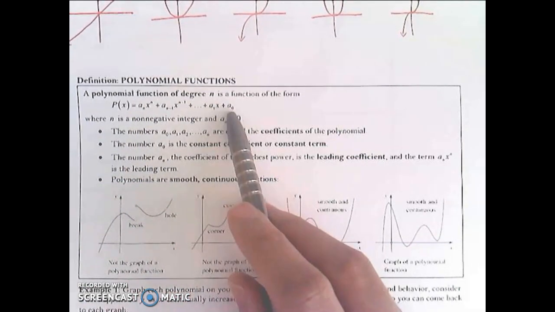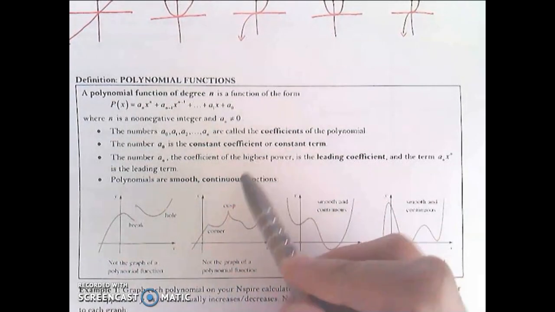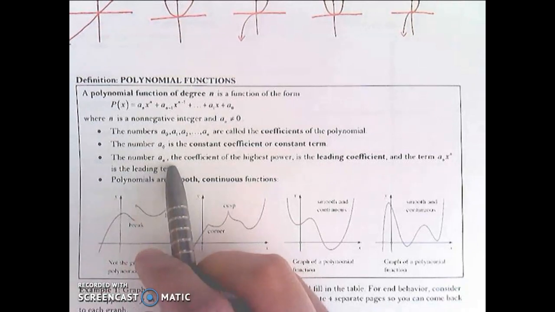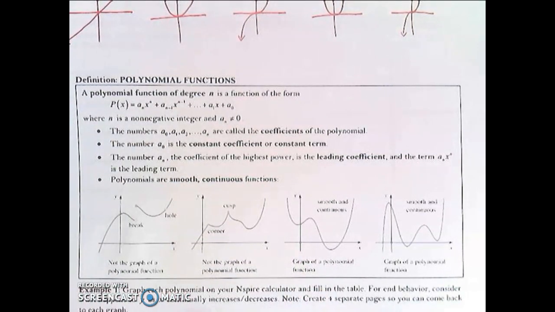The last one that has no x, the last term in the polynomial written in standard form, is the constant coefficient or the constant term. For the purposes of this class, I'm just going to refer to this as the constant. The number a_n in the first term is our leading coefficient. So that's the number all the way out in front on the highest degree.